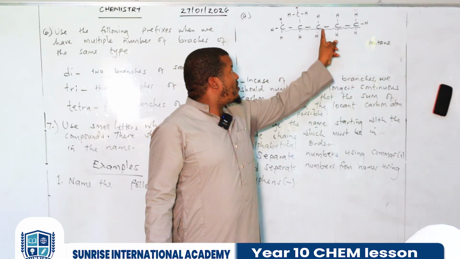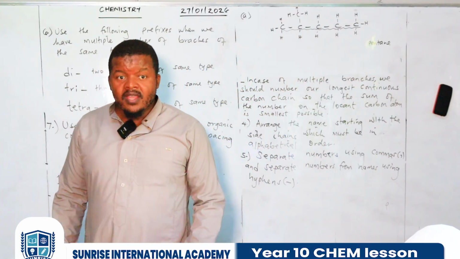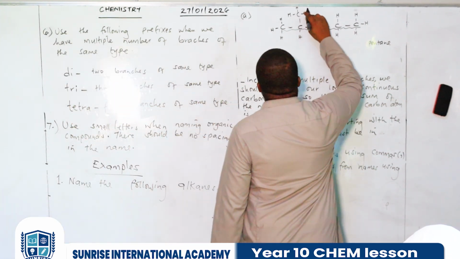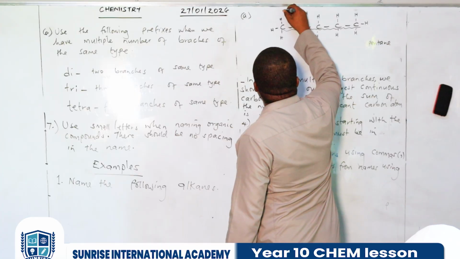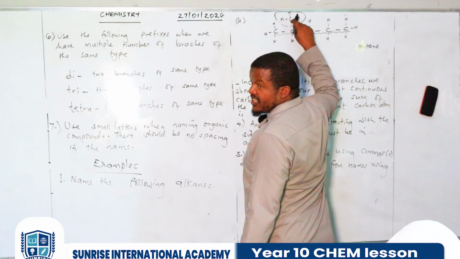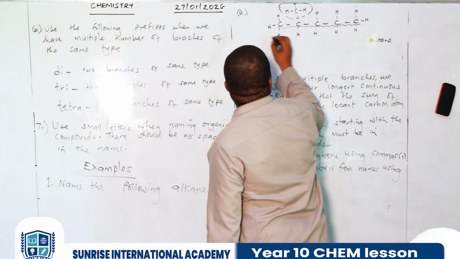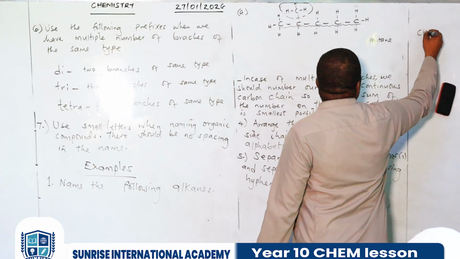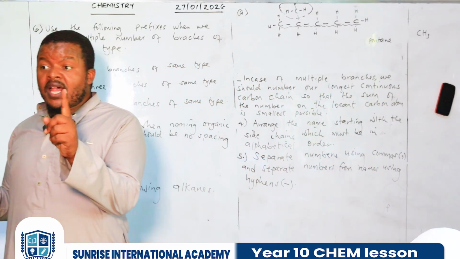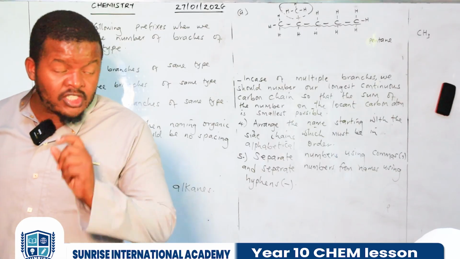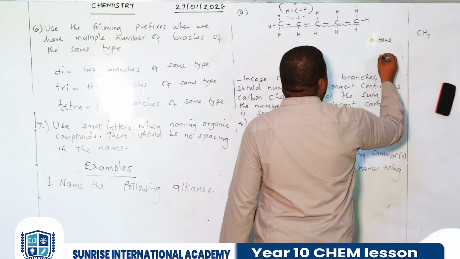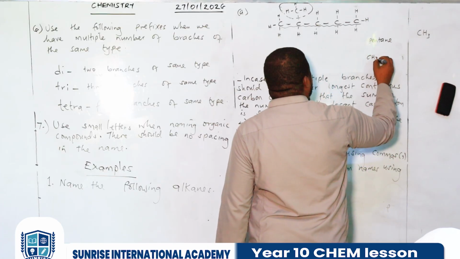We have identified the longest continuous carbon chain. Then from the longest continuous carbon chain, do we have a branch? Yes. There is a branch here, as you can see. This branch has got C with how many hydrogens? 3. CH3. CH3 is an alkyl branch, an alkyl group, and we call it methyl. So we have a methyl, CH3.